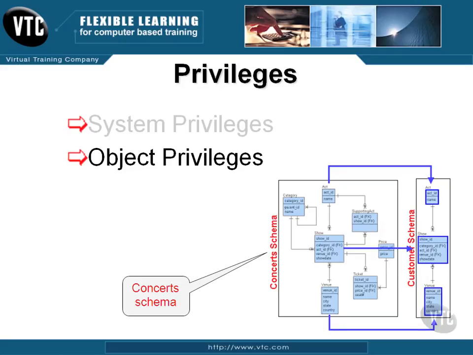The object privileges, on the other hand, allow you access to something such as the objects in the concerts schema. So in this case, if an end user had access to the act table as a select privilege, it means that that end user would be able to go into this particular schema in this database by whatever means, either by a direct Oracle user created for that specific user or through an application server, and that user would be able to select the data from the act table.